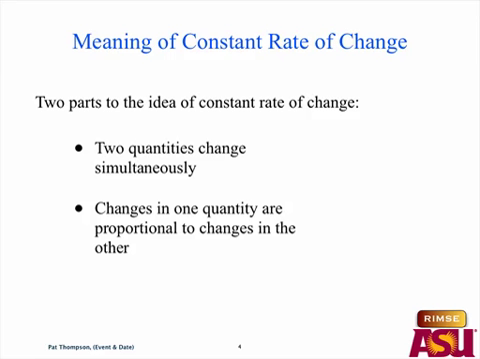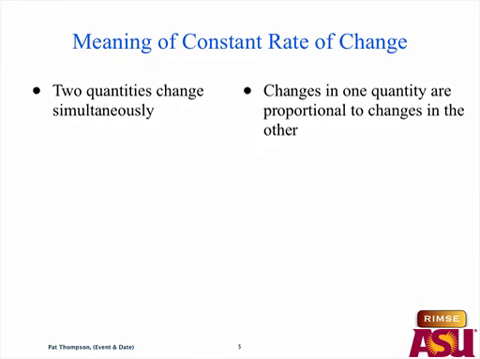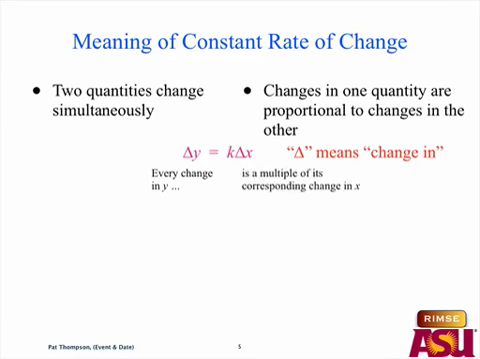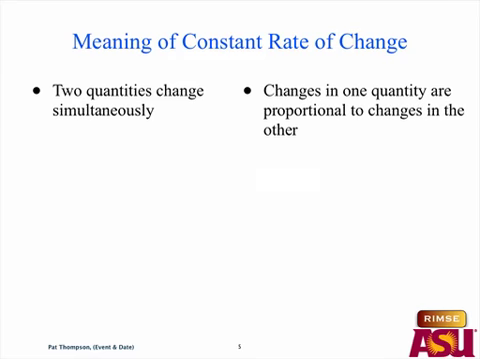So there's lots of ways that two quantities can change together. Constant rate of change is a very specific way, and it's characterized by this: changes in one quantity are proportional to changes in the other. Let's go back here. So changes in one quantity are proportional to changes in the other.